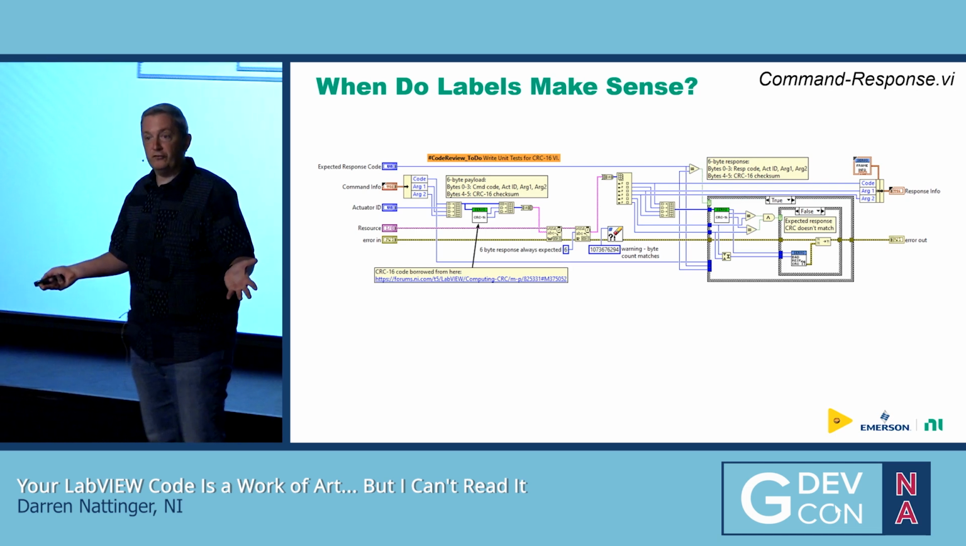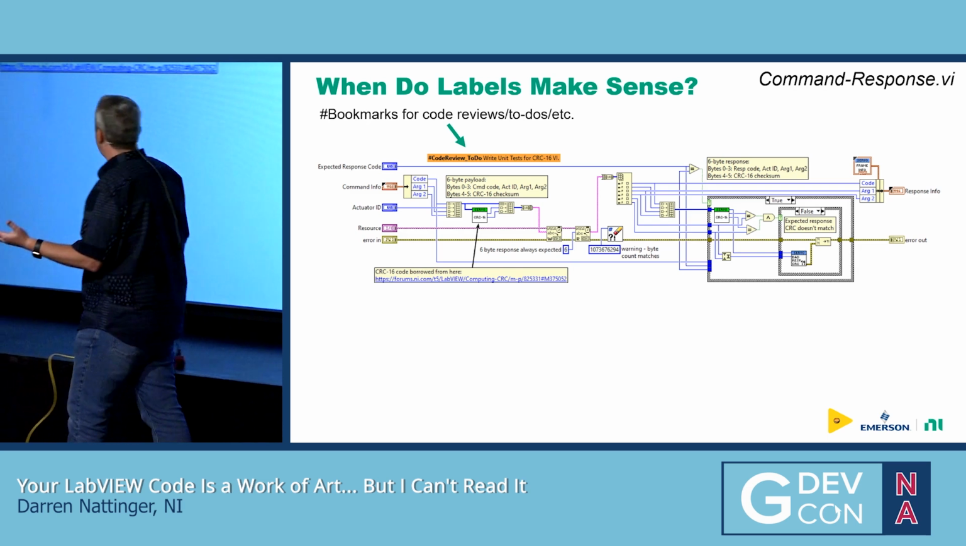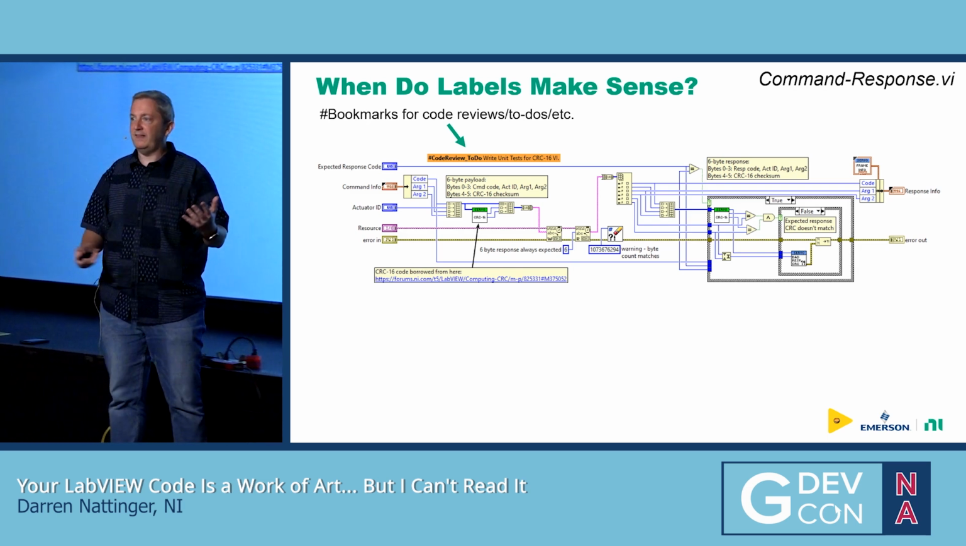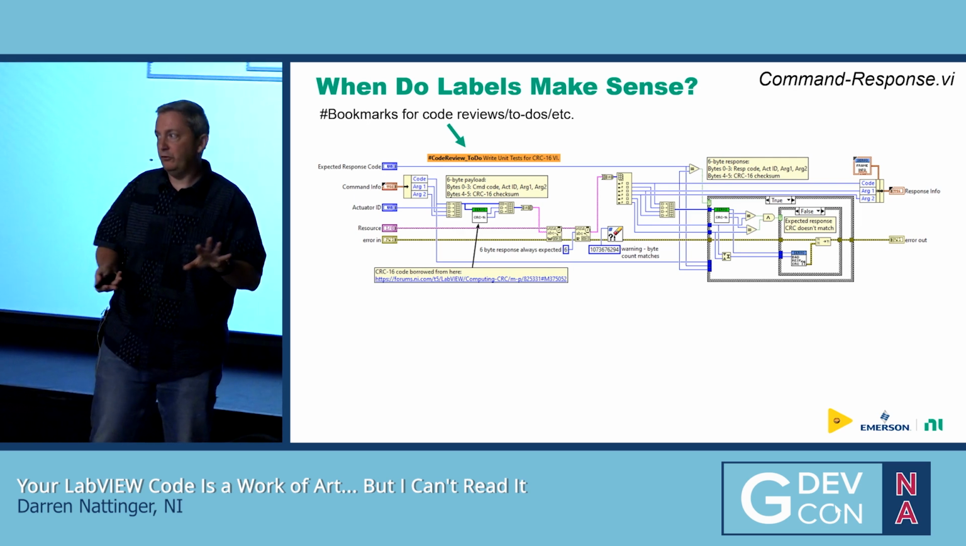Now, you do see that there are some free labels on this block diagram. I've got one that's a bookmark for me to add unit tests. So, when you do code reviews and stuff like that, free labels are good, especially with bookmarks. I love bookmarks for code reviews, they're great.